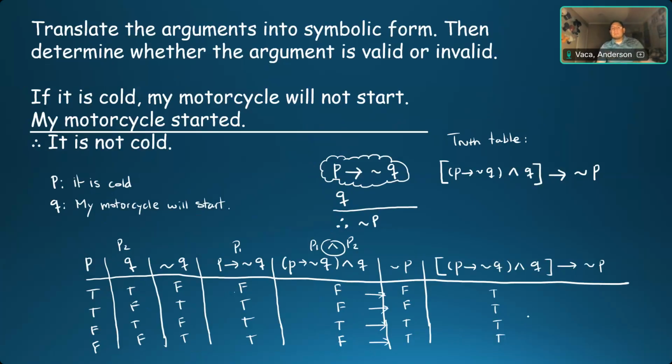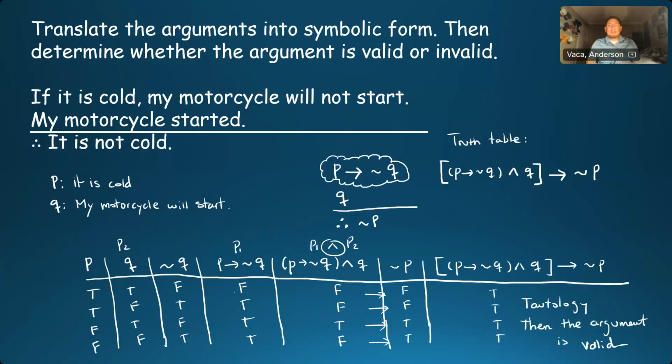What's the big deal? Well, the big deal is that since this is a tautology, then the argument is valid. Okay, so if it is cold, my motorcycle will not start. My motorcycle started, therefore it is not cold. So that is a valid argument.